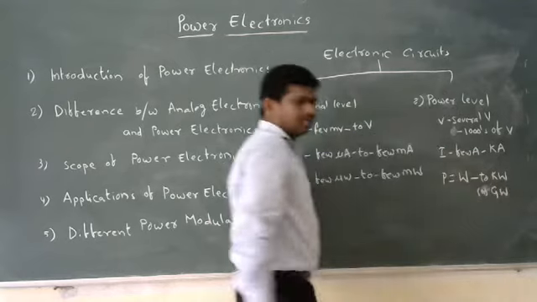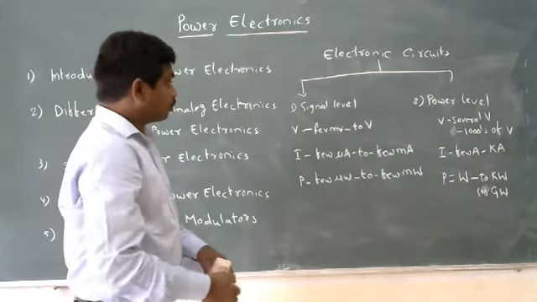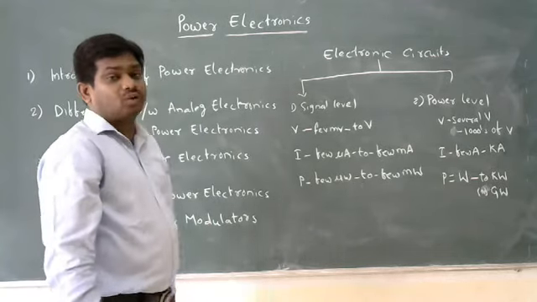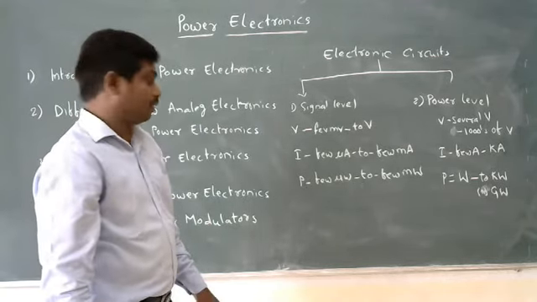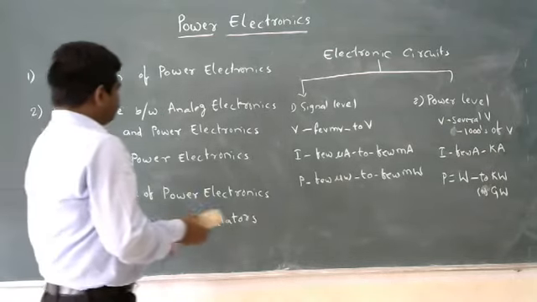When we see the application of power electronics in the case of an HVDC system, those power electronic circuits are handling gigawatts of power that is being generated from the generating points. And let us see the scope of power electronics.